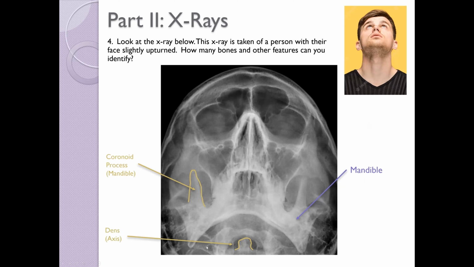And then you can see the dens of the axis sticking up back here too. So the dens is a process that comes off of the axis, which is the 2nd cervical vertebrae. So that's visible at the back as well. You might have also identified the vomer as being the bottom part of the bony nasal septum. You might have also mentioned the ethmoid, which is the top part of the bony nasal septum, but I just wanted to point out these other major structures.